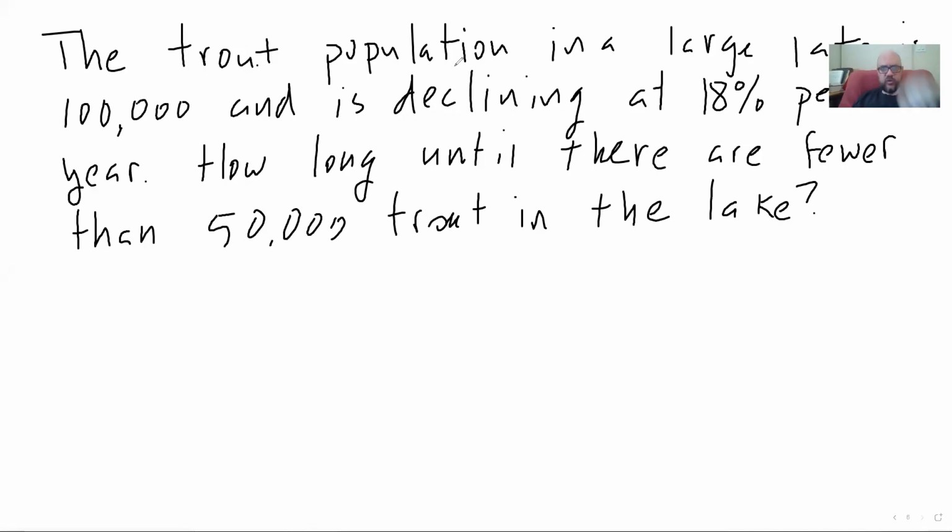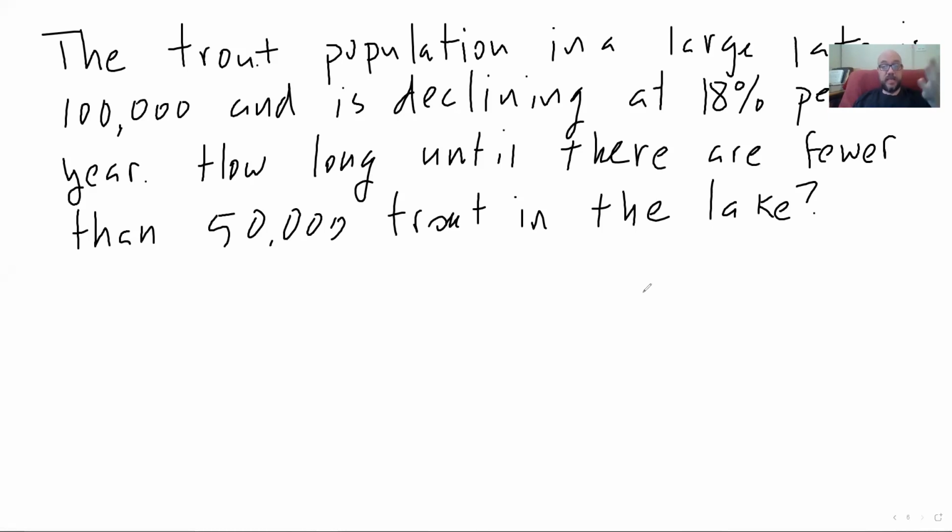So here we go. We've got trout in a large lake. There are 100,000 trout. I have no idea if that's a realistic population of trout, but let's just say that's how many there are. And it is declining at a devastating 18% per year. So we want to know how long until there are fewer than 50,000 trout in the lake. So what I've got here is a negative growth rate, right?